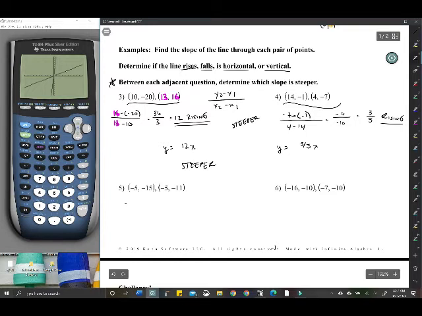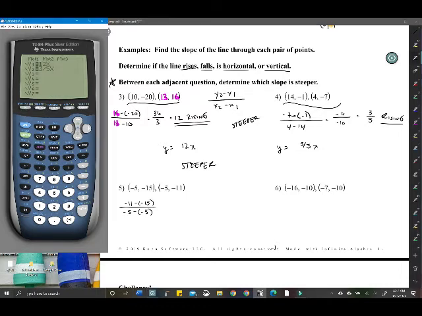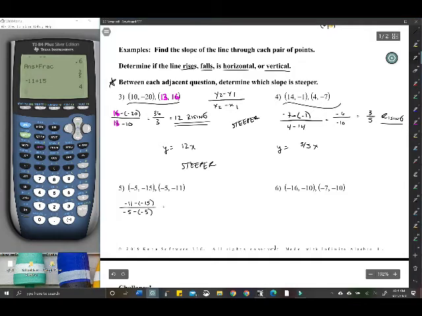Negative 11 minus negative 15, all over negative 5 minus negative 5. So now we are comparing these two problems, which is steeper. Negative 11 minus negative 15 is really negative 11 plus 15. We end up with 4, all over negative 5 minus negative 5. Well, here we get 0.